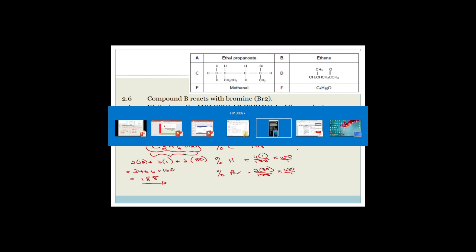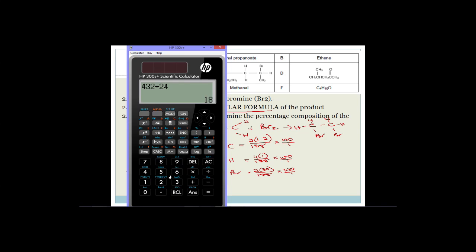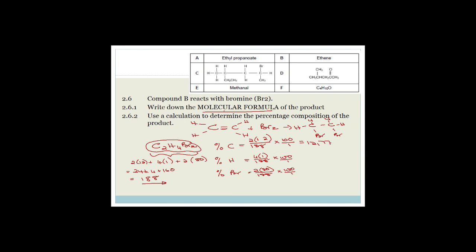Let's get them out. Okay, so 2 times 12 is 24. So we're going to go 24 divided by 188 equals, and then we're going to times by 100. What is going on with this calculator? Let's try again. We've got 24 divided by 188 equals, times by 100 equals, there we go, 600 over 47, which is going to give you 12.77%. So the percentage composition of the whole thing, carbon makes up 12.77%.